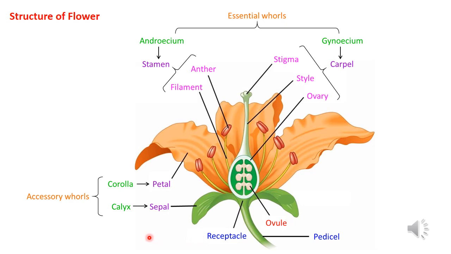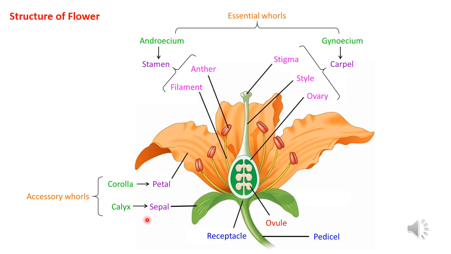Now, the floral organs are basically divided into two broad categories. The first one is accessory whorls and the second one is essential whorls. Accessory whorls are known as accessory because they do not participate in the process of actual sexual reproduction, but they are helpful for the process of reproduction. Accessory whorls are further divided into two categories.